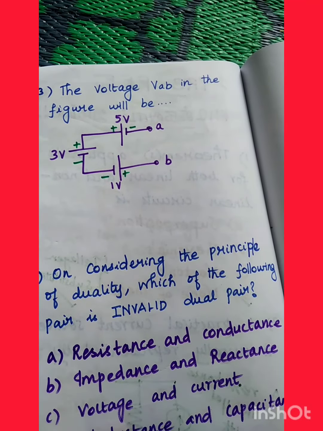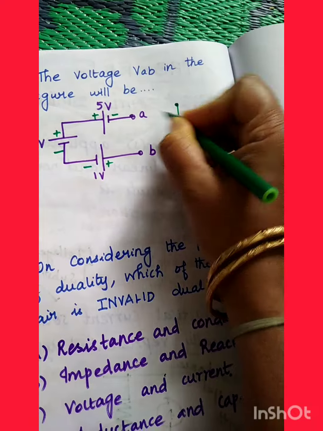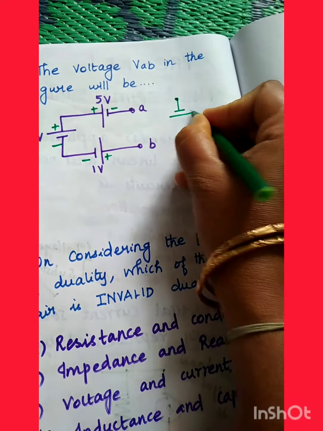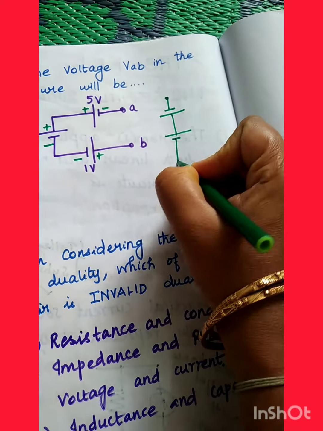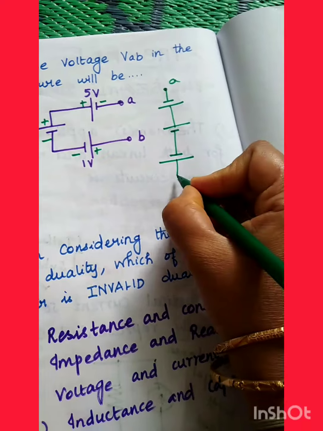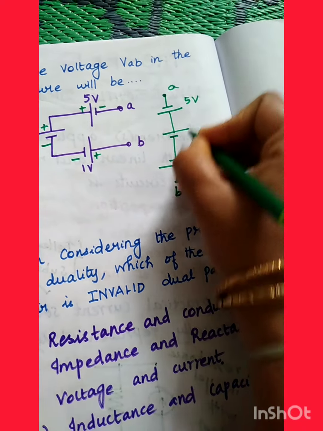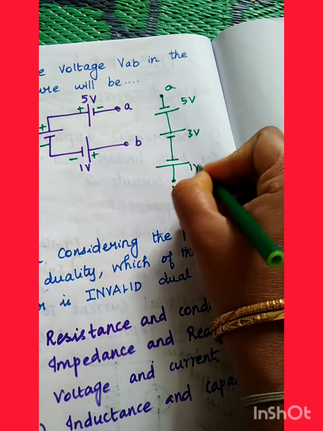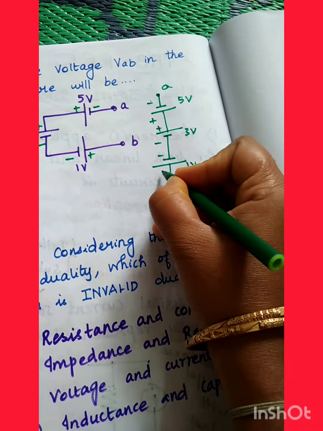So let us have the simplified circuit diagram from A to B. So we'll be having minus, plus, and we'll be having plus, minus, and then minus, plus. Am I right? This is A and this point is called B. And they have given you 5 volt, 3 volt and 1 volt. So minus, plus, plus, minus, minus, plus.